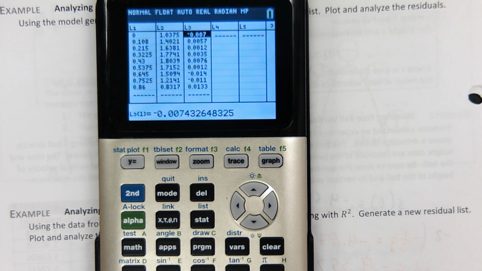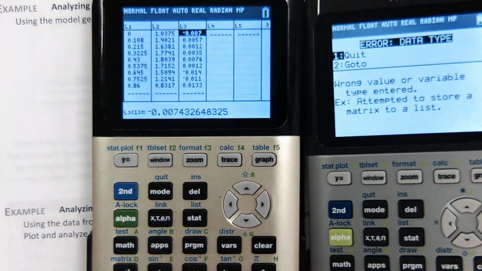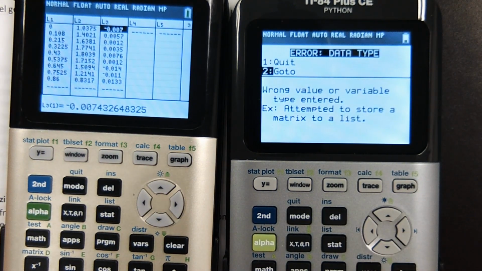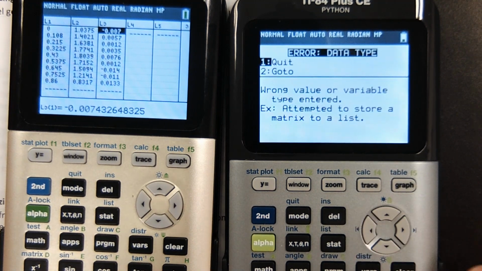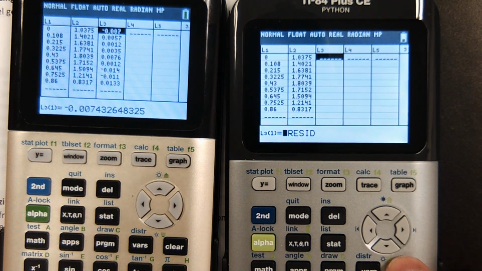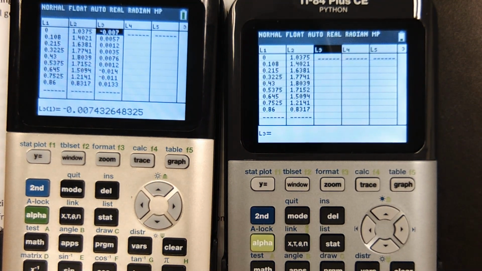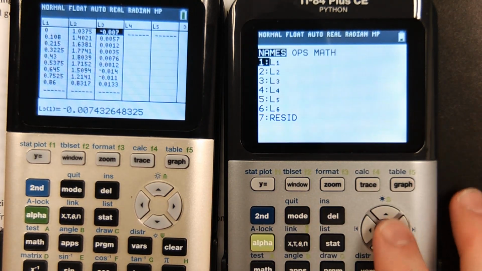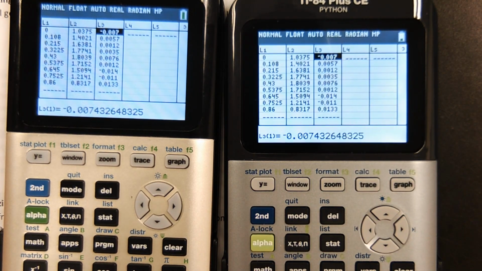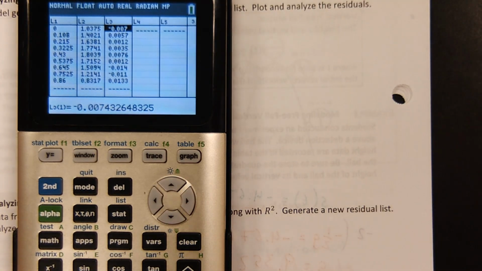Error data type. Oh, God. All right. Bring me the calculator. Come on. Quick. I don't want to pause the video. Error data type. You didn't go up to L3 like I said to. Clear. You have to do it here. Second stat. Resid. There you go.